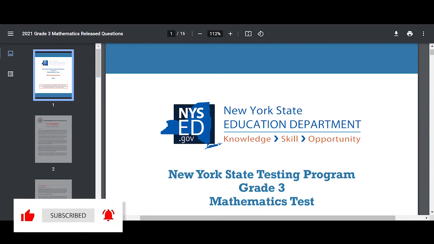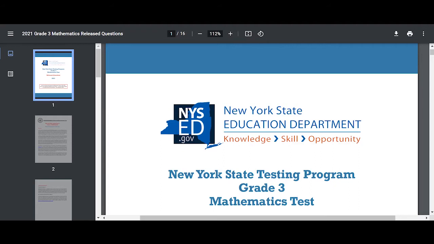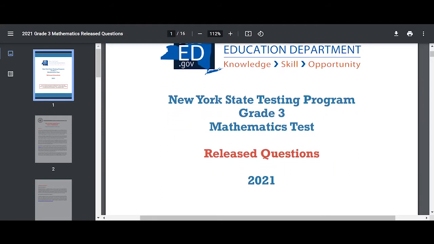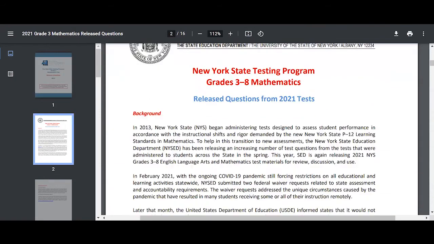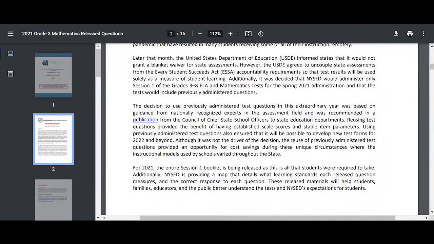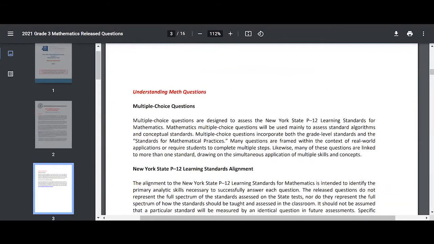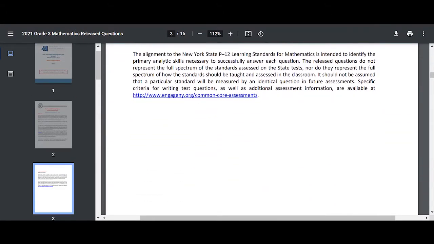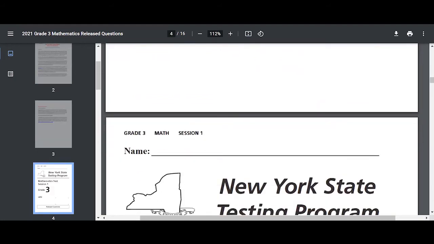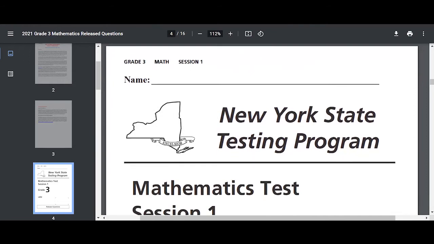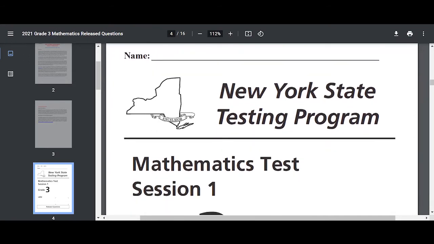Today we'll be going over the 2021 Grade 3 Mathematics Release question. Come with me as I scroll down the screen. As we're moving down the screen, I will be showing you what's happening for the 2021 Grade 3 Mathematics Release questions. This is the third grade test book.